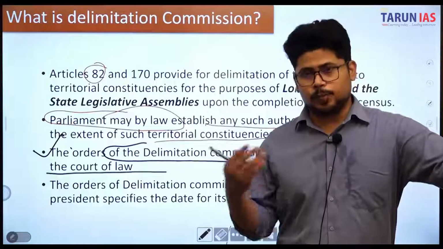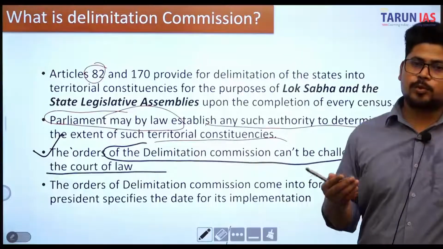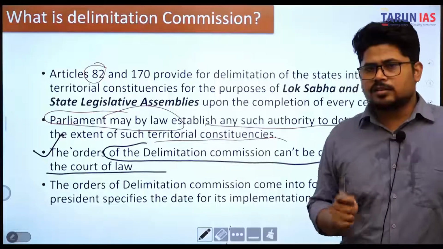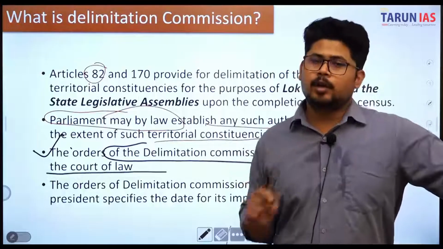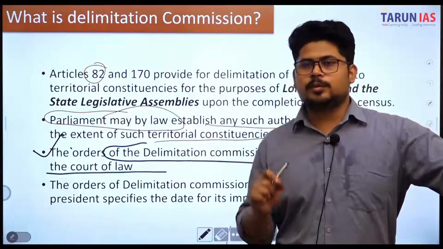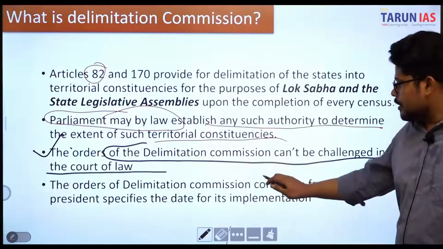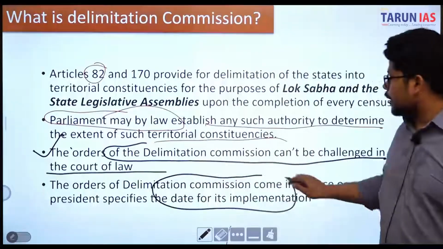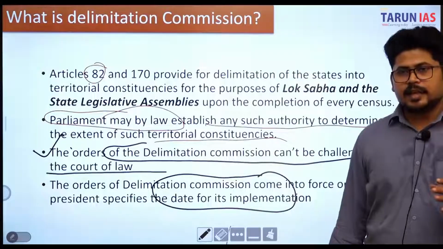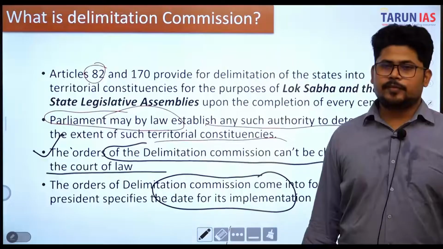For example, if the delimitation of UP is happening, then in the UP assembly also, the state legislative assembly of UP, this report will be laid down. They can discuss the report, but no amendments can be made, no changes can be made. Moreover, no order of the delimitation commission can be challenged in any court of law. These orders will become effective once the president notifies it. Once the president says that these orders will be effective from this date, it will be effective from that date.